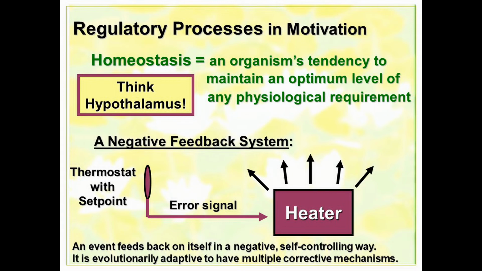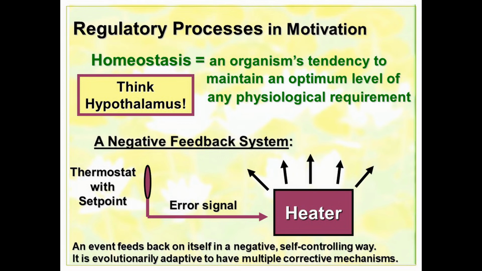And the fact that the body has multiple ways to maintain that optimal level of fluids is evolutionarily adaptive. It is for these types of processes that are so important for our survival. It's evolutionarily adaptive that there be multiple ways for corrections to occur, or multiple corrective mechanisms.